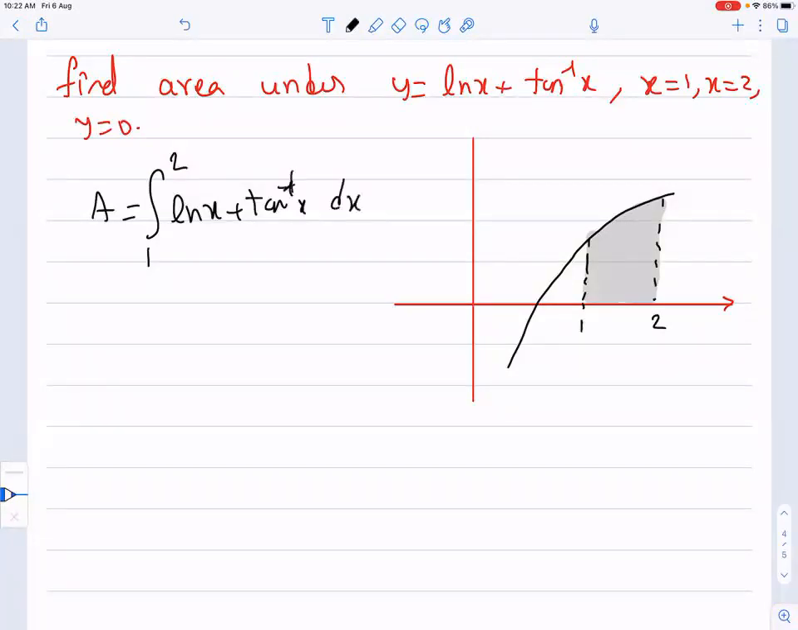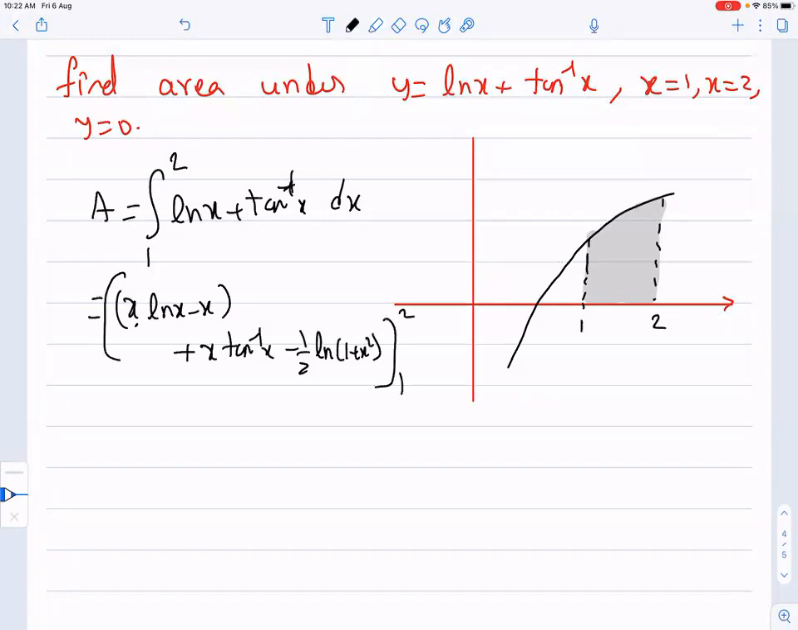Can somebody tell me what is the integration of ln x? x ln x minus 1 minus x. And what is the integration of tan inverse x? Students, what is the integration of tan inverse x? x tan inverse x minus 1 by 2 ln 1 plus x square. Correct. x tan inverse x minus 1 by 2 ln 1 plus x square. Correct enough? Limits are from 1 to 2.